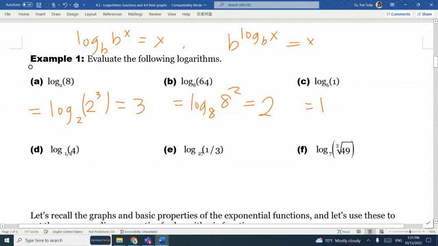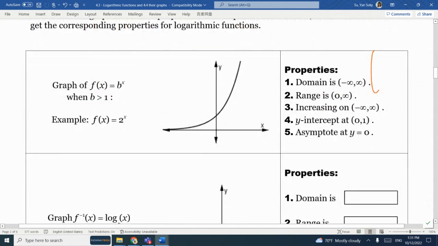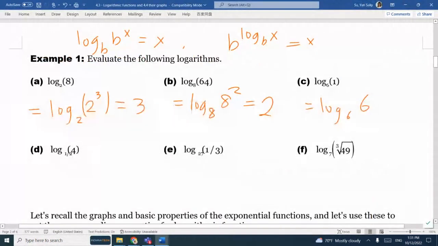Okay, how about this one? Can you transform the 1 to base 6? 6 to the what is 1? Yes. Right, everybody? 1 is 6 to the 0. What's that? 0, exactly. Okay, and now we keep going. So that is one way to solve this type of problem.